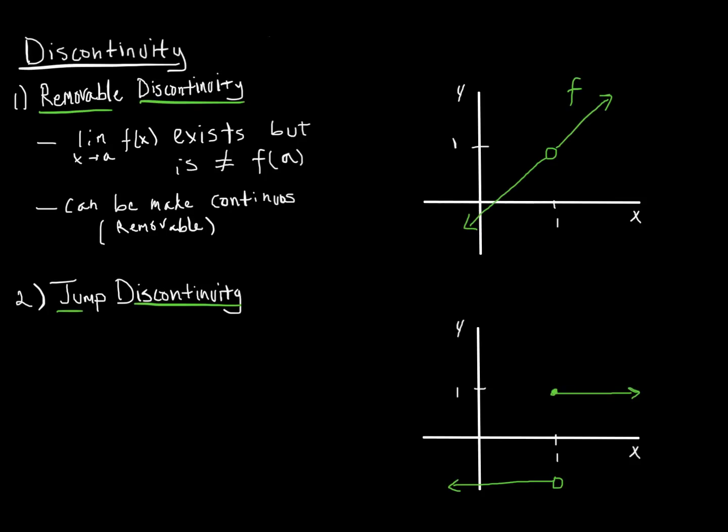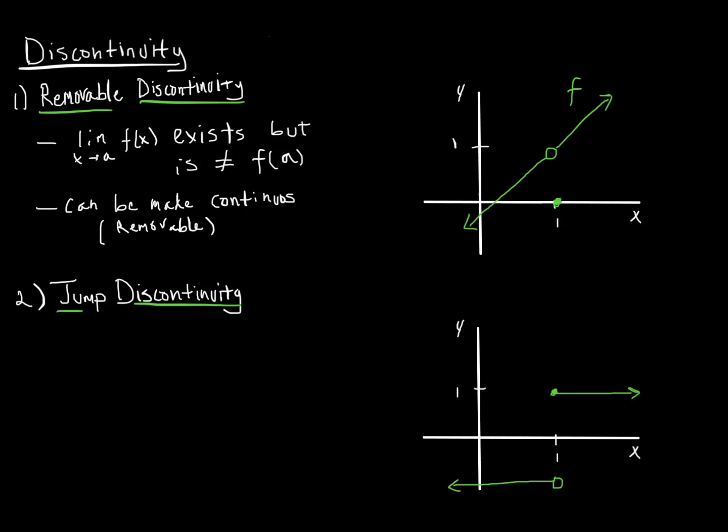Another example of this might be if the function happened to be defined at a different value. Here the limit again still exists and is equal to 1, but f of a, f of 1 in this case, would be equal to 0. And so the limit value would not equal the function value, meaning it would be discontinuous. However, these types of discontinuities are removable, meaning you can make this function continuous with one small change, meaning you can remove the discontinuity.